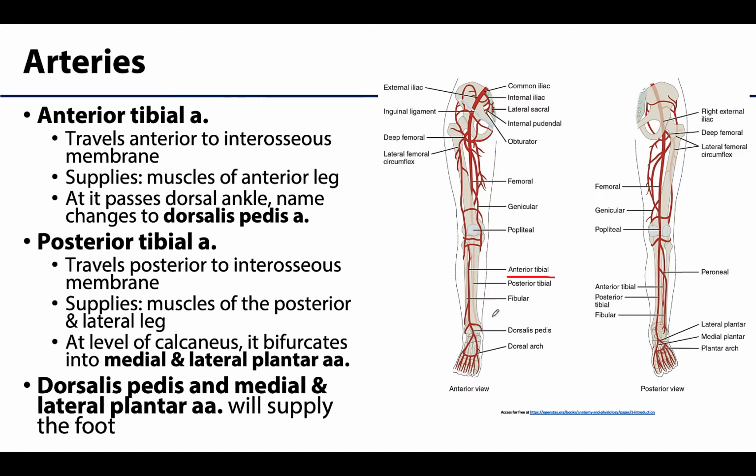As this artery passes over the dorsal ankle, so kind of this region here, its name will change to the dorsalis pedis artery. The posterior tibial artery travels posterior to the interosseous membrane, so it's behind the interosseous membrane, and it, as well as its branches, will supply the posterior compartment of the leg as well as the lateral compartment. And about at the level of the calcaneus, or that large tarsal heel bone, the posterior tibial artery will end by bifurcating into the medial and lateral plantar arteries. And so it is the dorsalis pedis artery that we discussed here, and these medial and lateral plantar arteries that will have numerous branches. It will create anastomotic arcades and supply the foot.